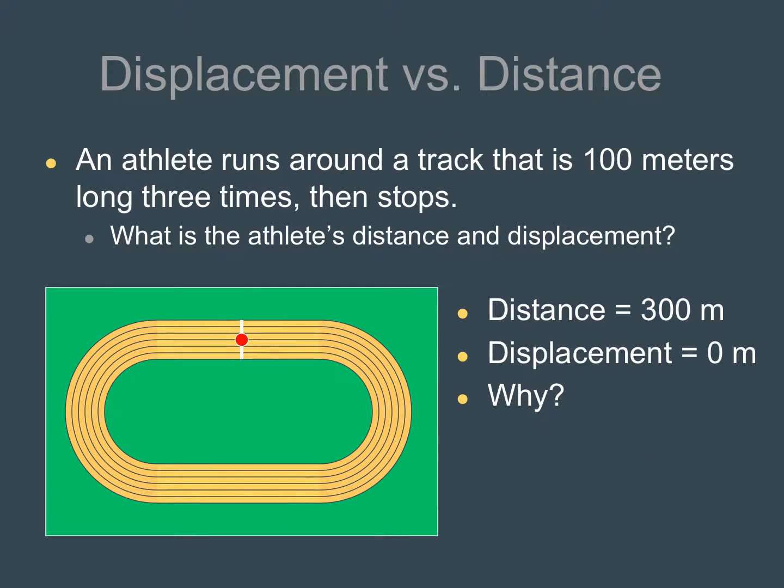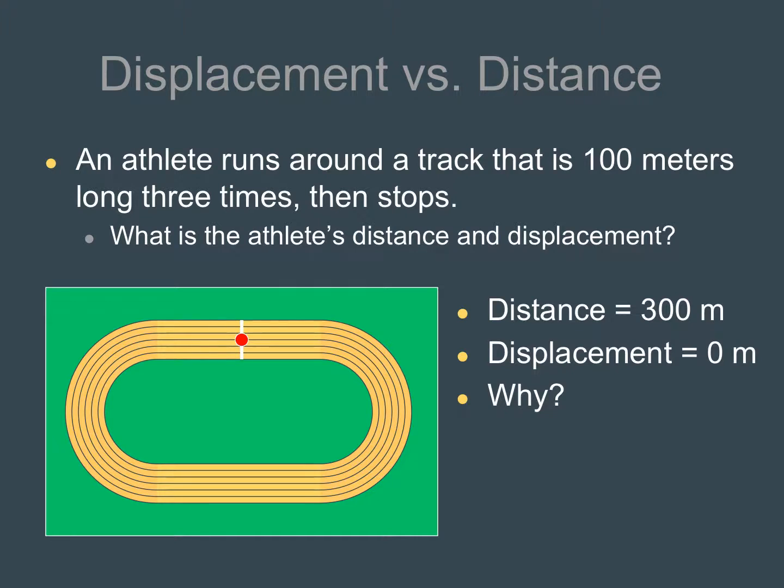Okay, this is another example I like to use other than the ant. If we have a track, this is a shorter track than a normal track that you'd use for high school, let's say it's 100 meters around. If this athlete runs all the way around once, they go 100 meters. Say they go around 3 times. They've run around another time, that's 200 meters, and around another time, 300 meters. The athlete's distance that they ran total is 300 meters. However, their displacement is 0.